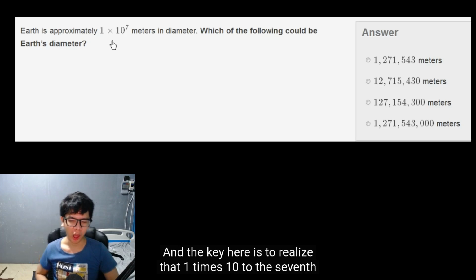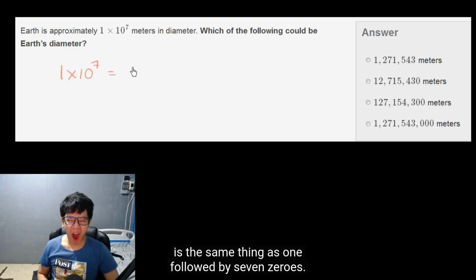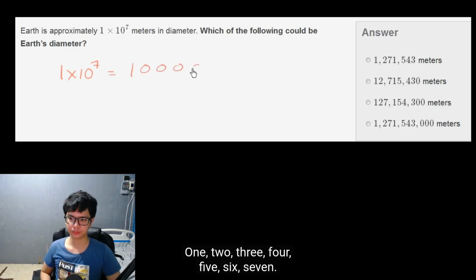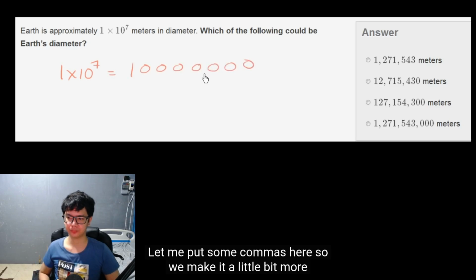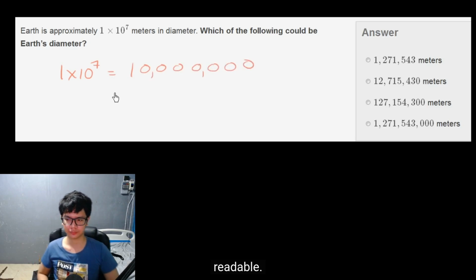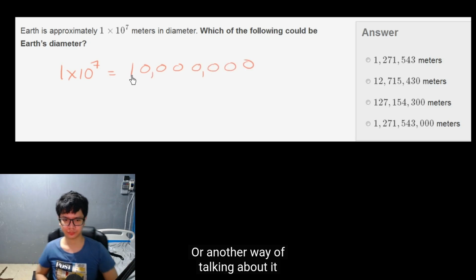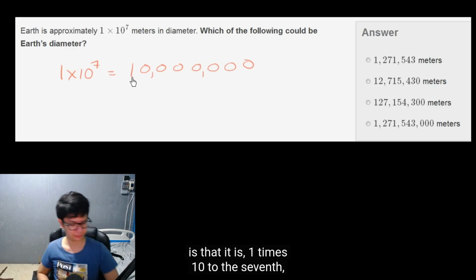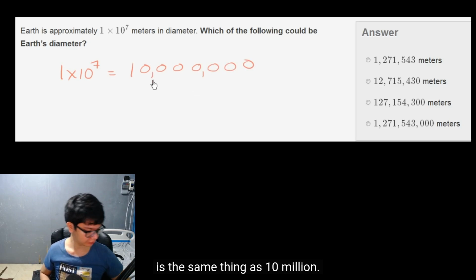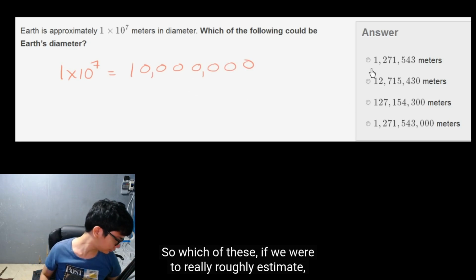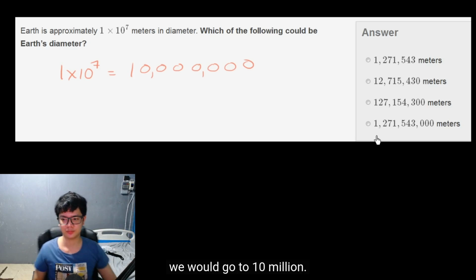And the key here is to realize that 1 times 10 to the 7th is the same thing as 1 followed by 7 zeros. 1, 2, 3, 4, 5, 6, 7. Put some commas here so we make it a little bit more readable. Or another way of talking about it is 1 times 10 to the 7th is the same thing as 10 million. So which of these, if we were to really roughly estimate, we would go to 10 million?